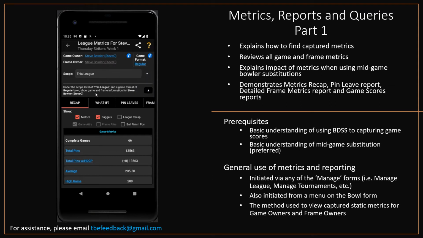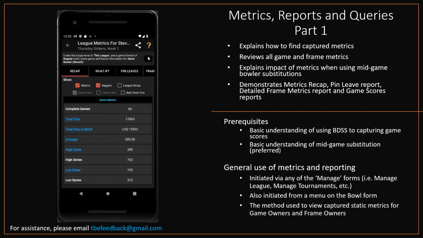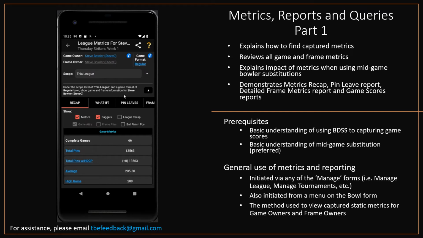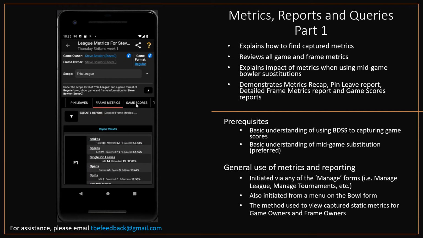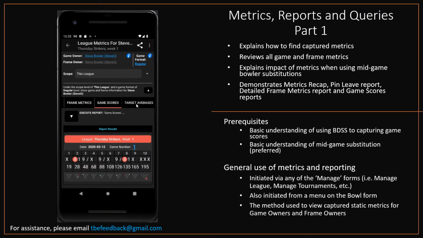In the middle of the form is a simple narrative that describes the report request, and there is an up-down button to give more room on the form for the reports and tabs and actual metrics. I'll leave it down for now. And of course, there's the tabs. Each tab represents a different report or view of data. In this video, I will review the Recap tab, the Pin Leave tab, the Frame Metrics tab, and the Game Score tabs. The other tabs will have their own videos for you to review.